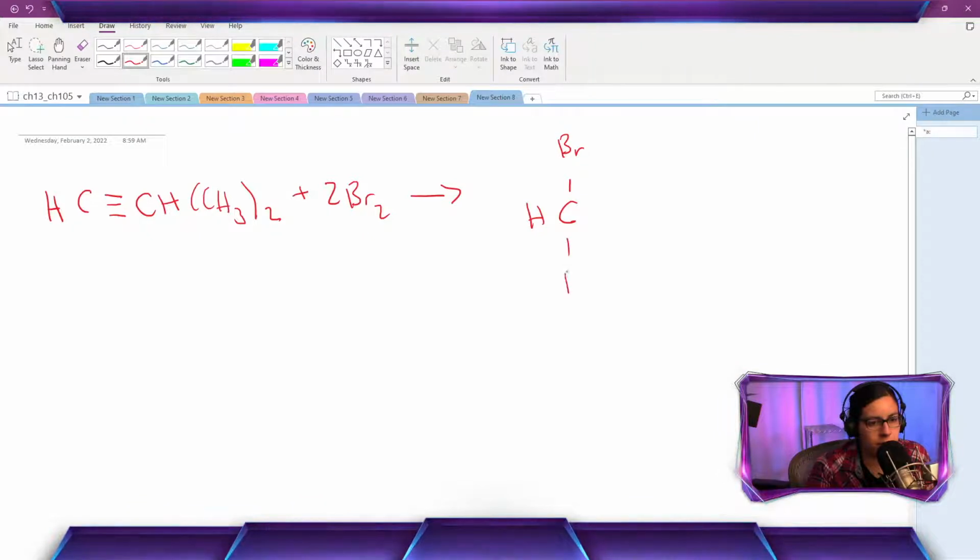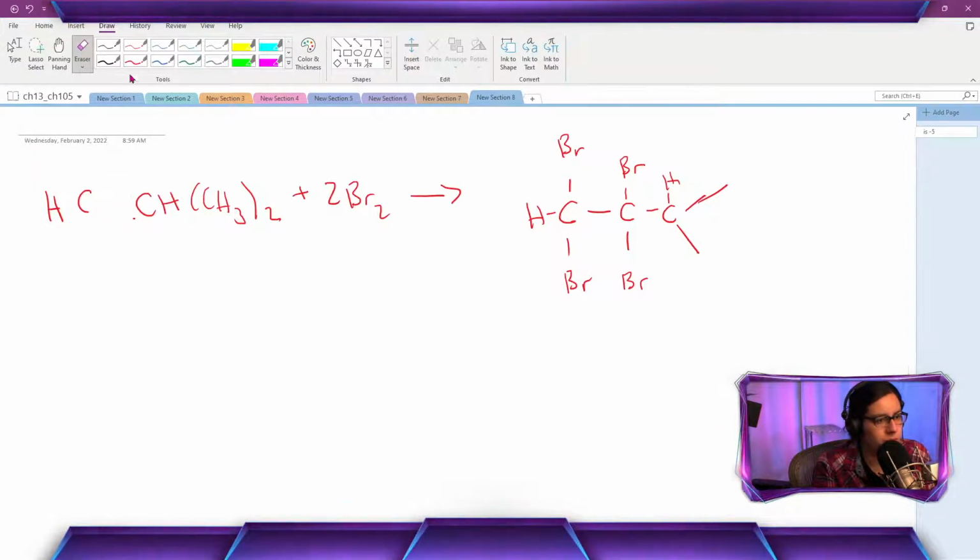So bromine, bromine here. Now we just have a single bond. Bromine. Oh, I forgot a carbon. I was like, something doesn't make sense here. There we go. That makes more sense.